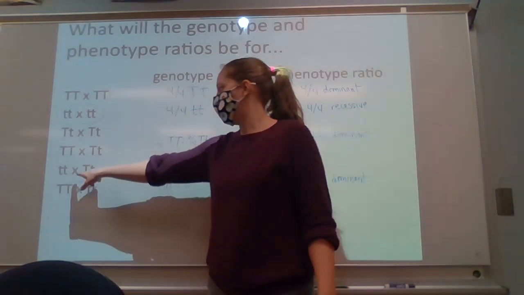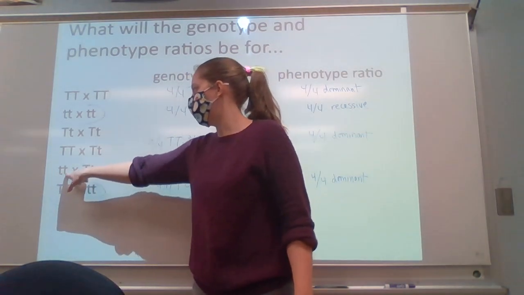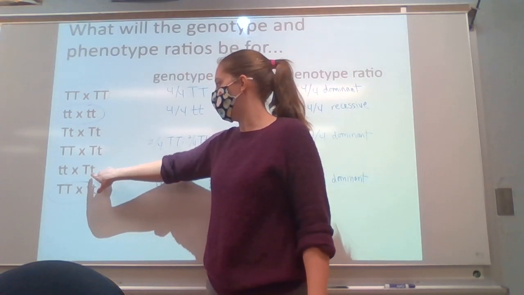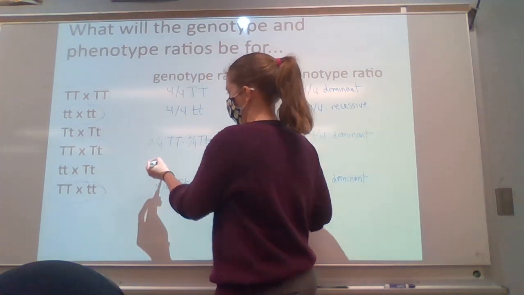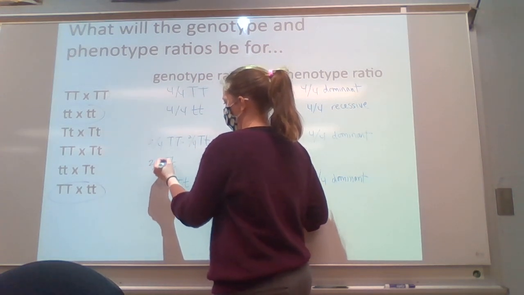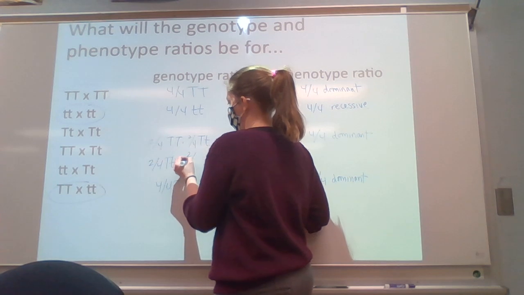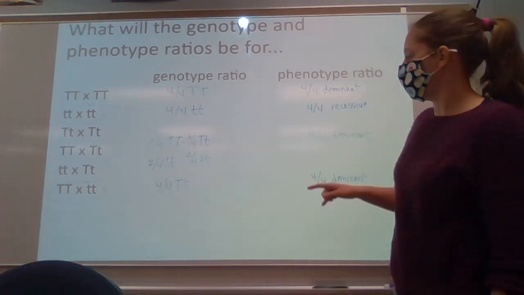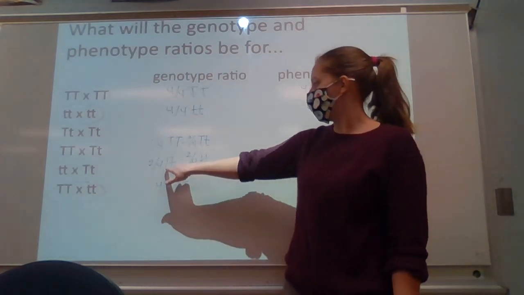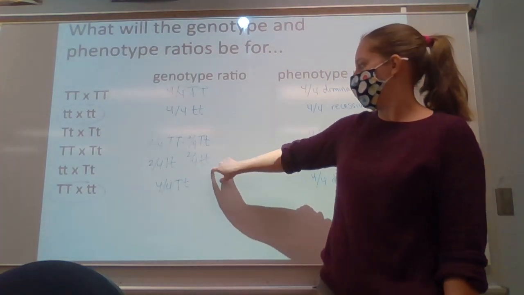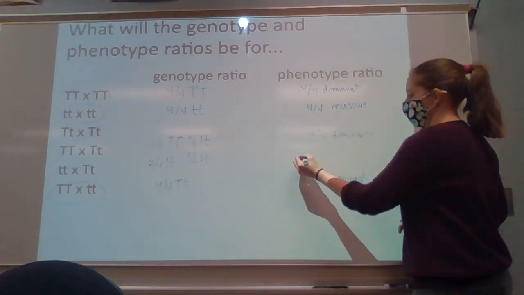This one's similar. Parent 1 has to pass on the recessive. Parent 2 is either going to pass on the dominant or the recessive. So half of the offspring are going to be heterozygous. Half of them are going to be homozygous recessive. If we translate that to phenotypes, half of them are going to be dominant, half of them are going to be recessive.